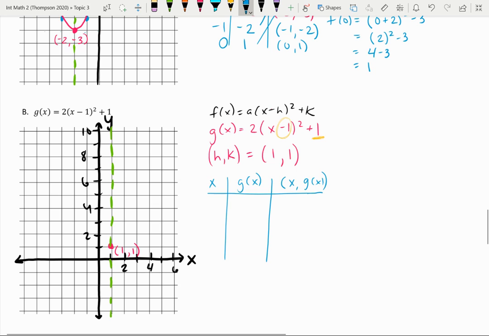So I'm going to make a table. I have x and I have g of x. Remember, that's just y. And then I have the coordinate. Instead of writing it x, y this time, I wrote it x, comma, g of x, because g of x and y are the same thing. Now here we go. In the middle of my table, I want to leave one line, leave 2 lines, and then in the middle I want to write down my vertex. So when x is 1, y is 1, and I get the point 1, 1.